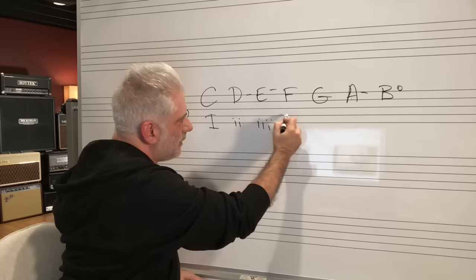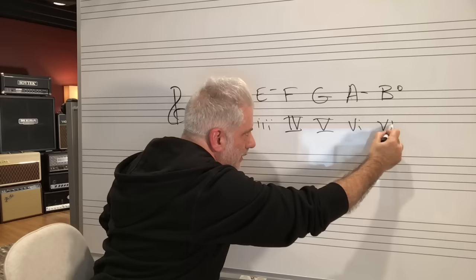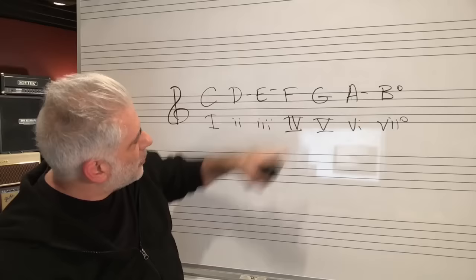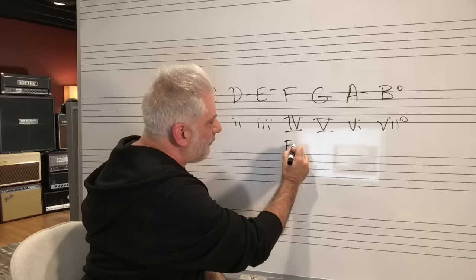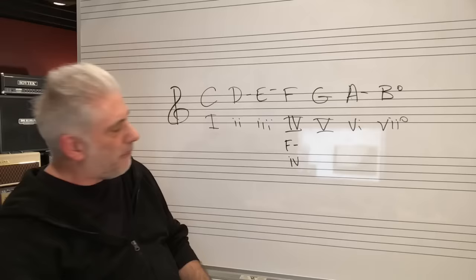Four, five, six, and seven. Okay, now, when somebody says a four minor chord, that means the chord that's normally there is major. If I were to make it minor, that would be F minor, and you'd write it like this. You just use a lowercase four minor. That's a borrowed chord from a different key.